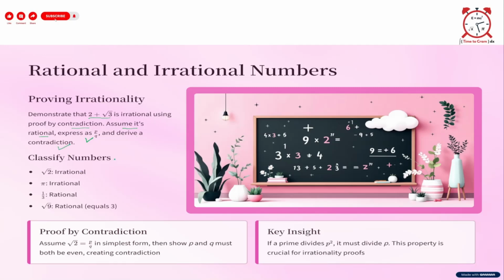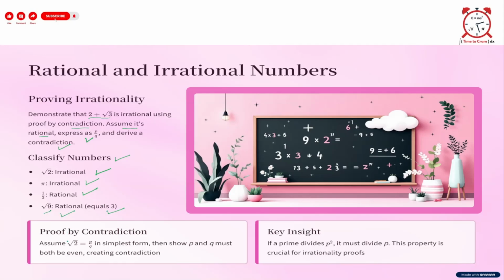Then classification of numbers. If some real numbers are given, then you have to classify them into rational and irrational. Root 2 is irrational, pi is irrational, 1 upon 3 is a rational number, square root of 9, because the square root is possible, it is 3, so it is rational.